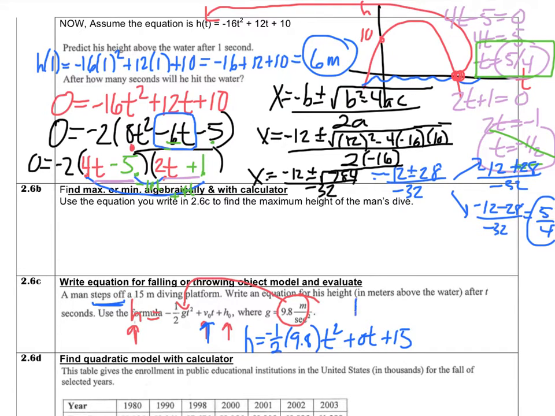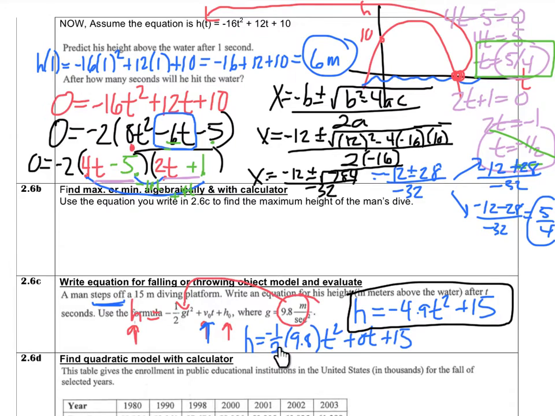So simplify this equation and you're going to get h equals negative 4.9 t squared plus 15. So you do want to simplify these equations. Do not leave this as two separate numbers, combine them together.